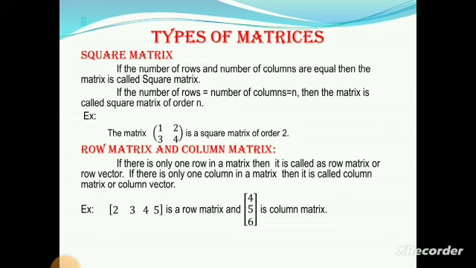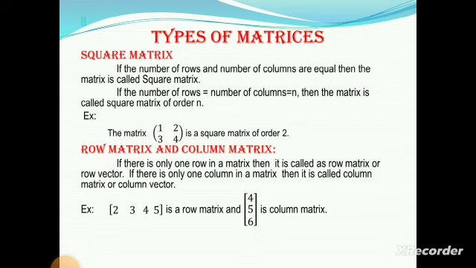That is, if the number of rows is m and the number of columns is n, and both are equal to n, then the matrix is called a square matrix of order n. We can have an example here. Here we can see the matrix has two rows and two columns, so this is a square matrix of order 2.